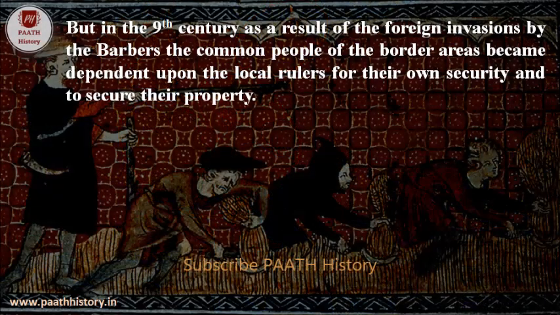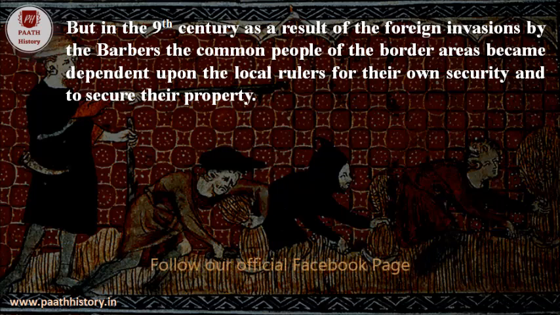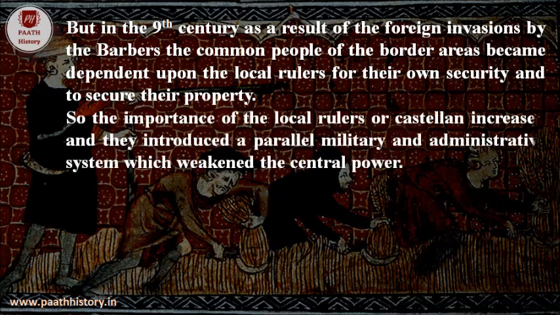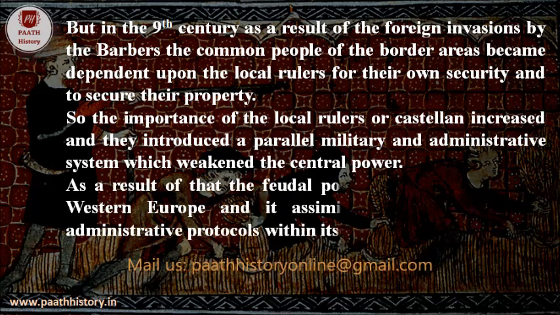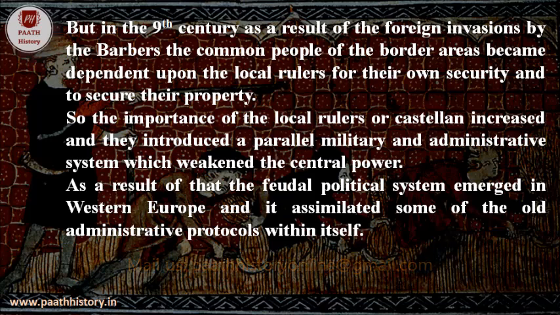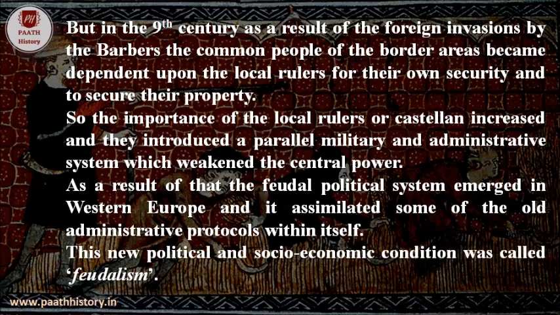But in the 9th century, as a result of the foreign invasions by the Berbers, the common people of the border areas became dependent upon the local rulers for their own security and to secure their property. So the importance of the local rulers or castellans increased, and they introduced a parallel military and administrative system which weakened the central power. As a result, the feudal political system emerged in Western Europe, and it assimilated some of the old administrative protocols within itself.